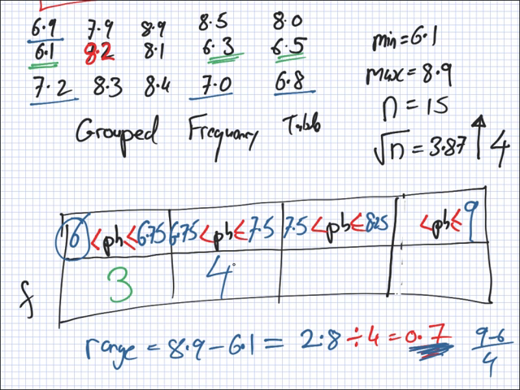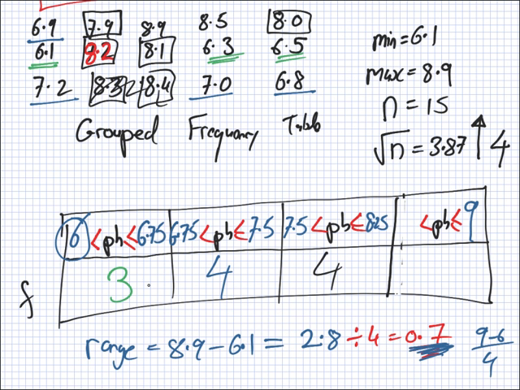Okay. Next one, 7.5 and 8.25. 1, 2, 3. Who else? 4. Now I know the last one must be 4 because the total is 15.